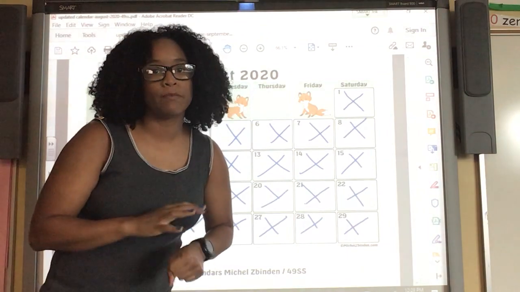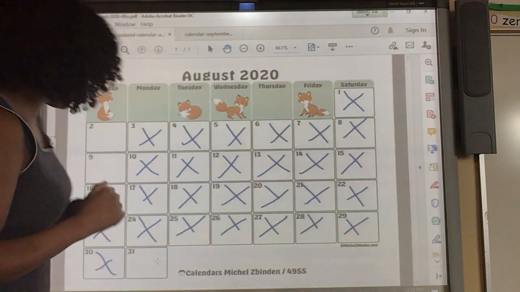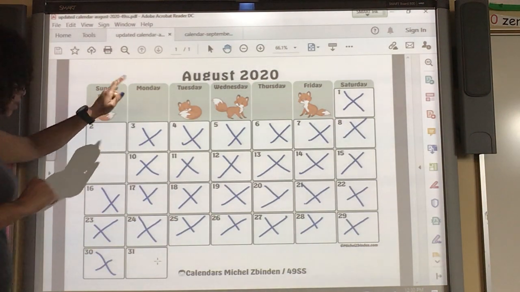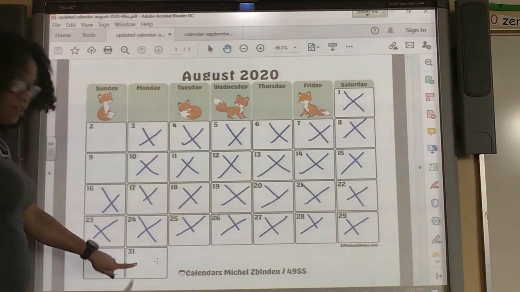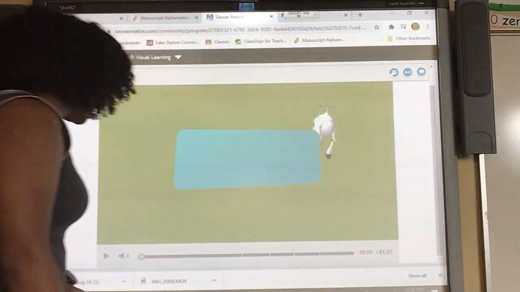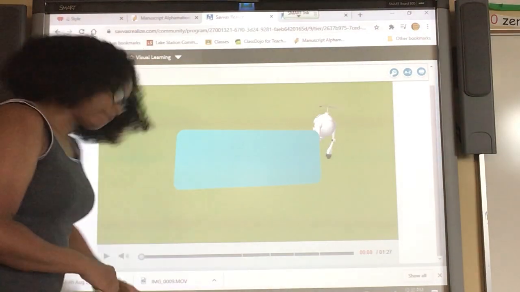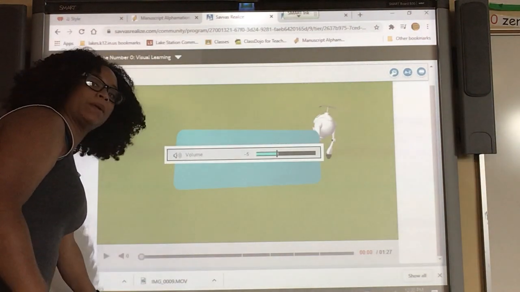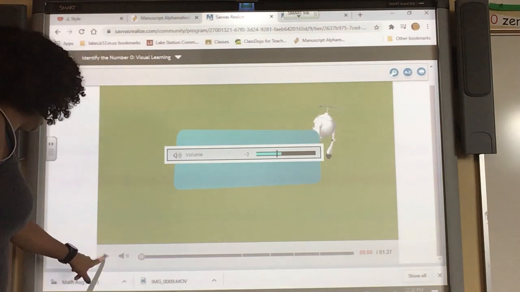It is now time for our math lesson for Monday, August 31st. And we're going to get to our workbook, so let's get to that. But first, our robot video. Let's see what robot has to teach us today.